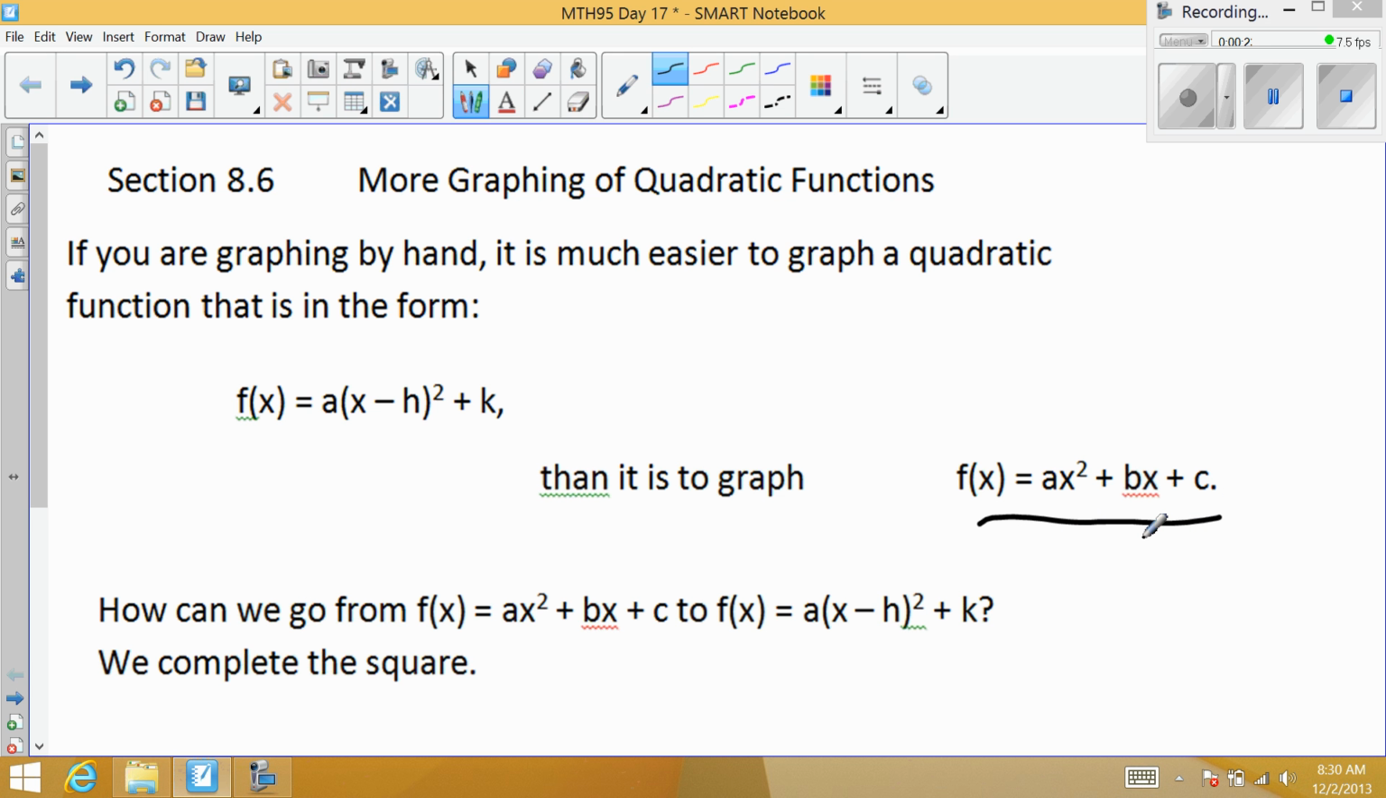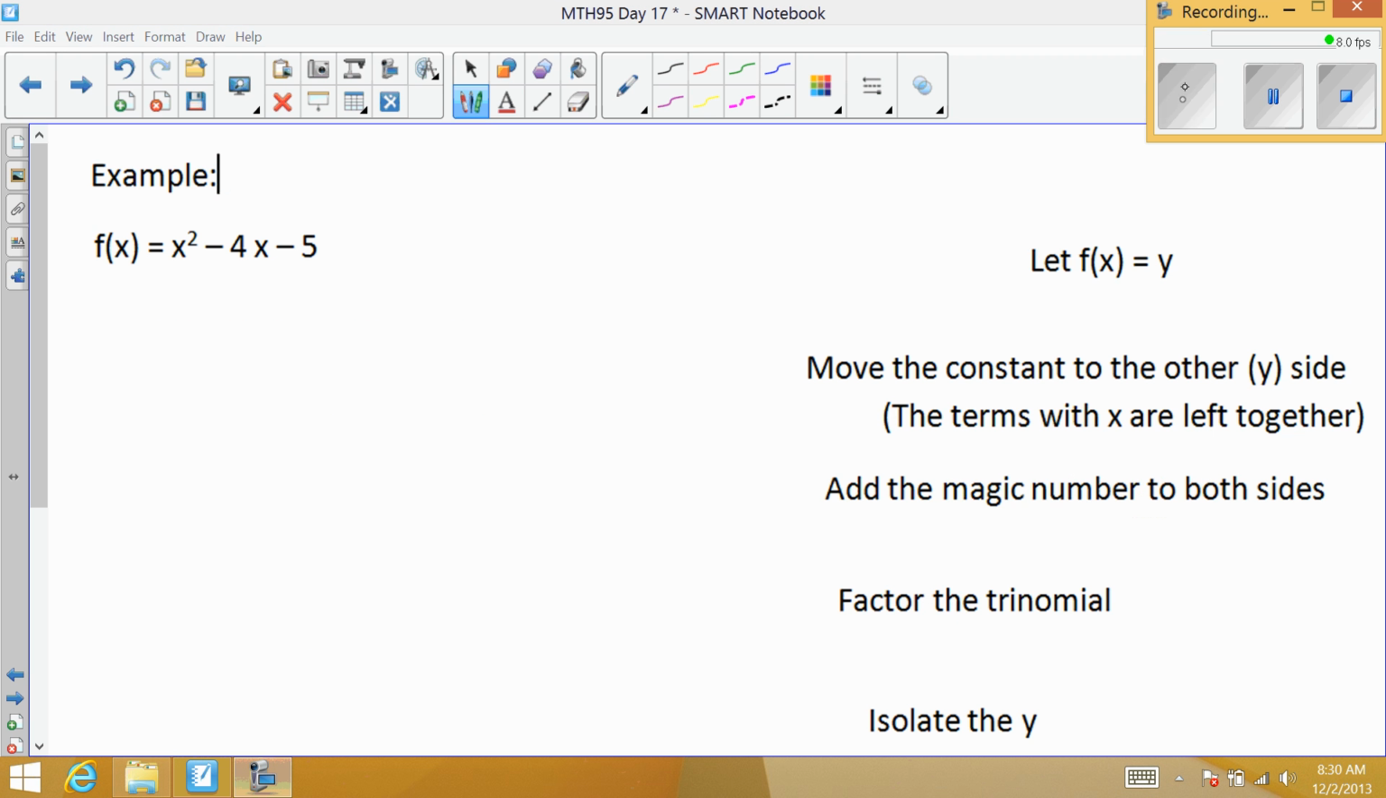So what we want to look at today is how can we go from this form, ax² + bx + c, to a times the quantity (x − h)² plus k, and to do that we're going to complete the square. Let's work through an example of this. We have a quadratic function, f(x) = x² − 4x − 5.